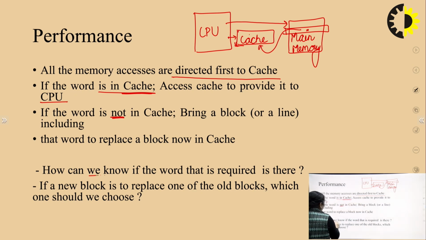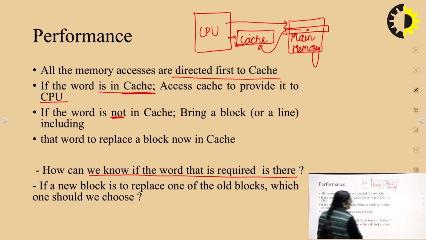Now, how can we know if the word that is required is there? How will the system get to know? The system is not able to get anything on its own. We need to program it. We need to feed the information to it. So how will the system get to know that if I am referring to data item 100, the data item that I got in this cache block is actually the same or a different one? So we need to make a mechanism by which the system can get to know that it is the correct data.